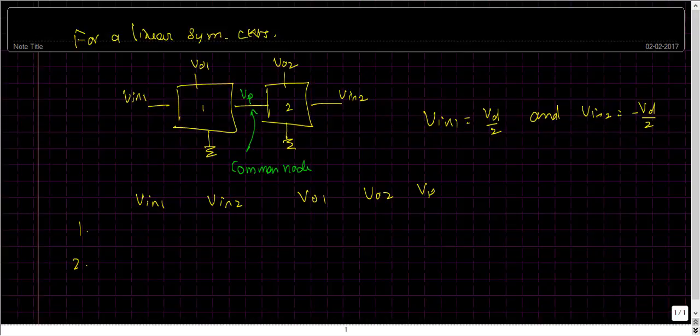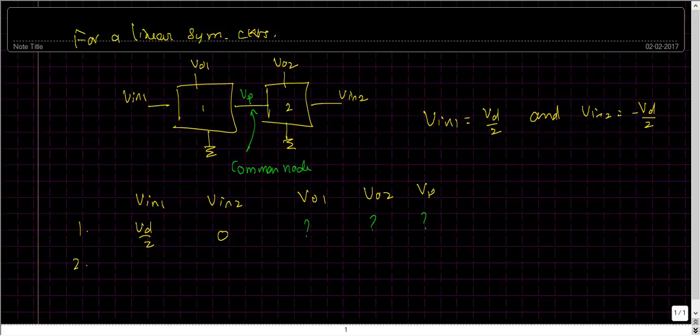As I stated, when we apply the superposition theorem, I'm going to consider only one input at a time. So when Vin1 is equal to Vd by 2, I'm going to assume that the other input Vin2 is going to be 0 here. Now let us try to compute what the values of VO1, VO2 and VP could be.